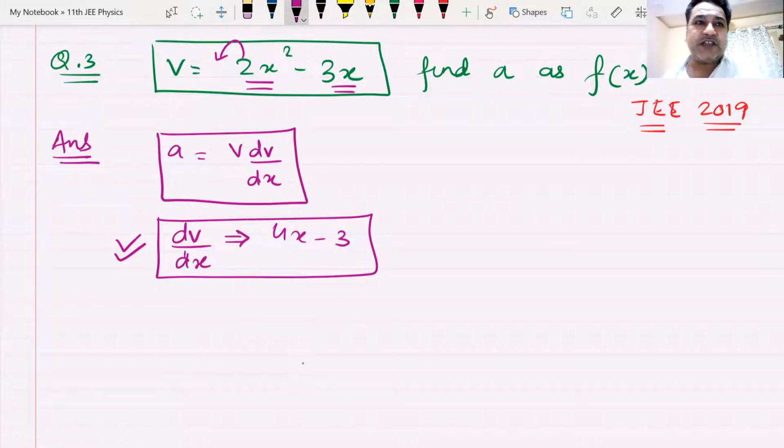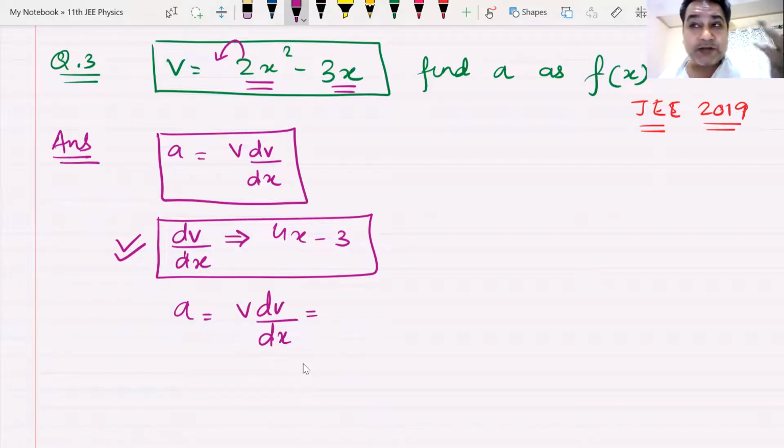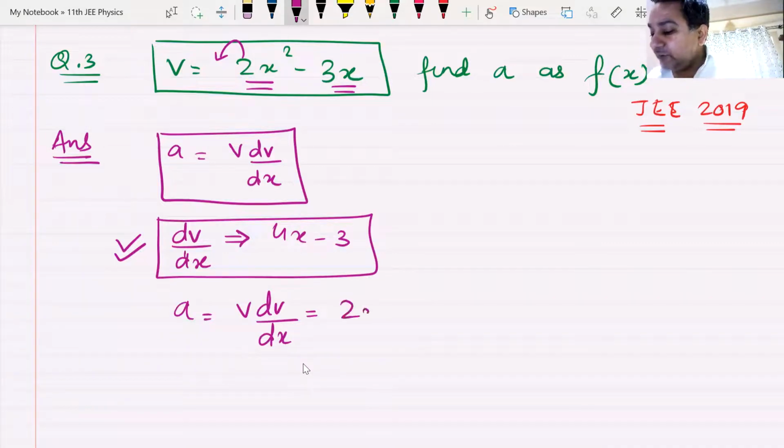We have differentiated v with respect to x. Okay, Deepa, great. But that is not the answer. I have to find A. A is V into dV by dx. We have to multiply V. Great. So we multiply. V is 2x square minus 3x.